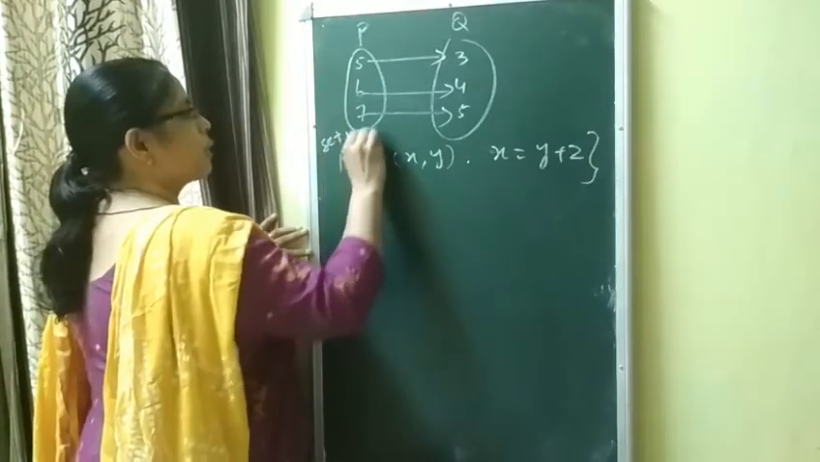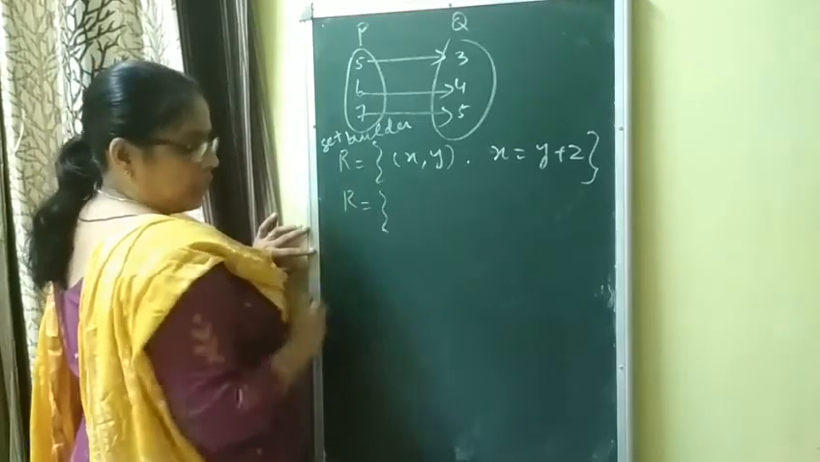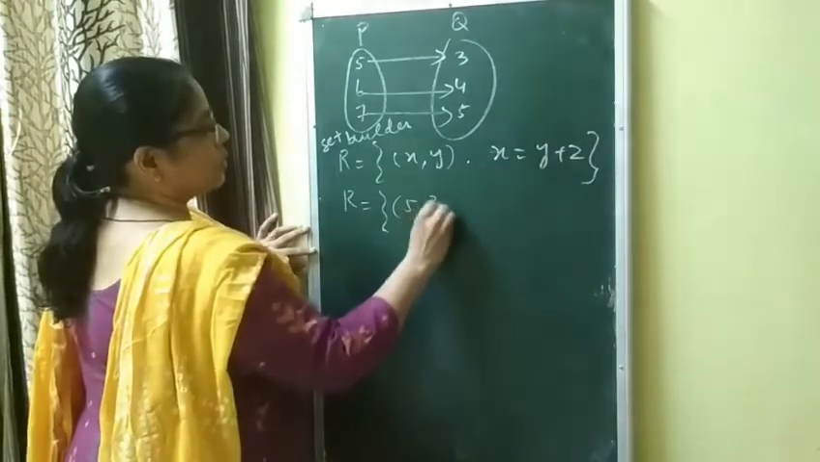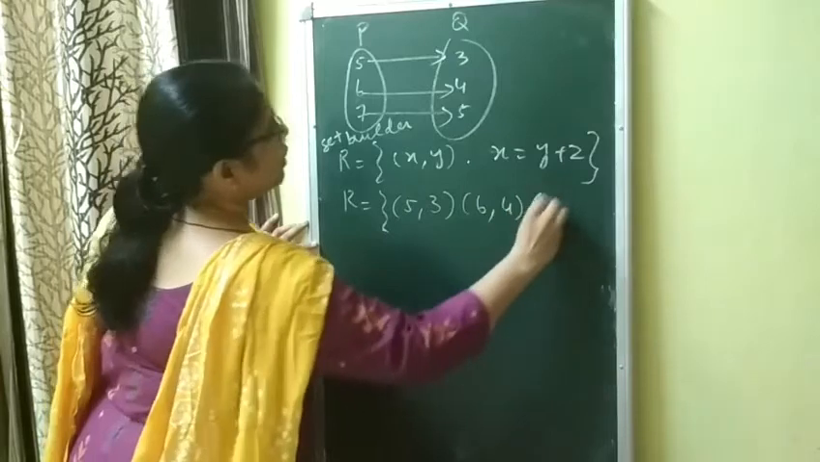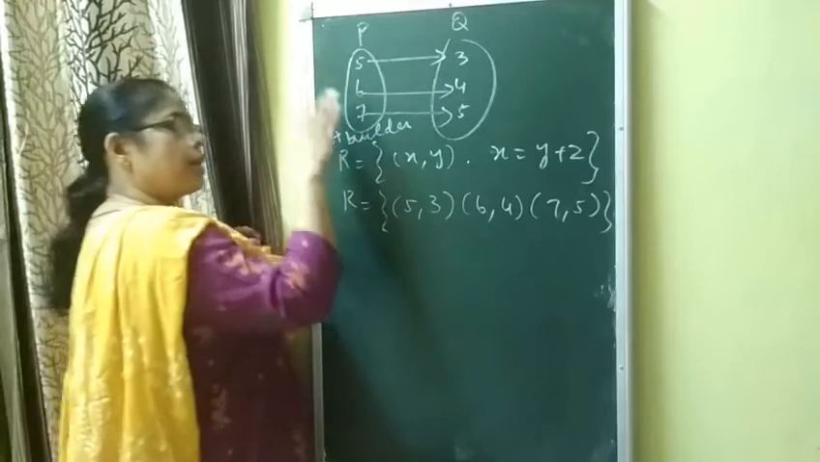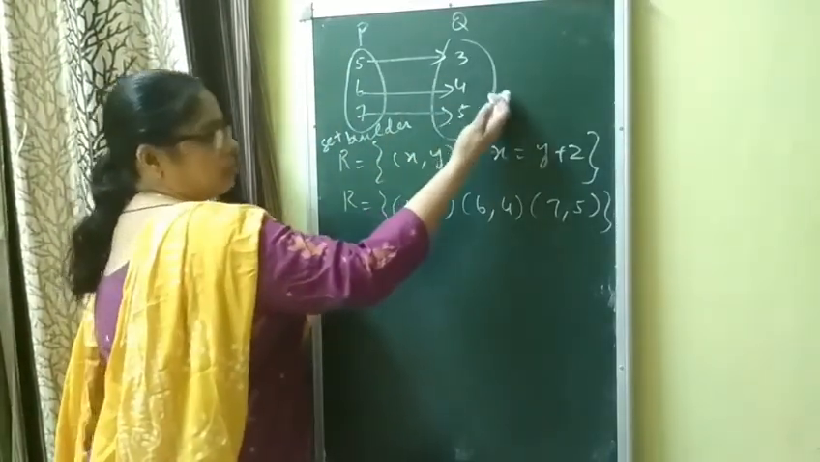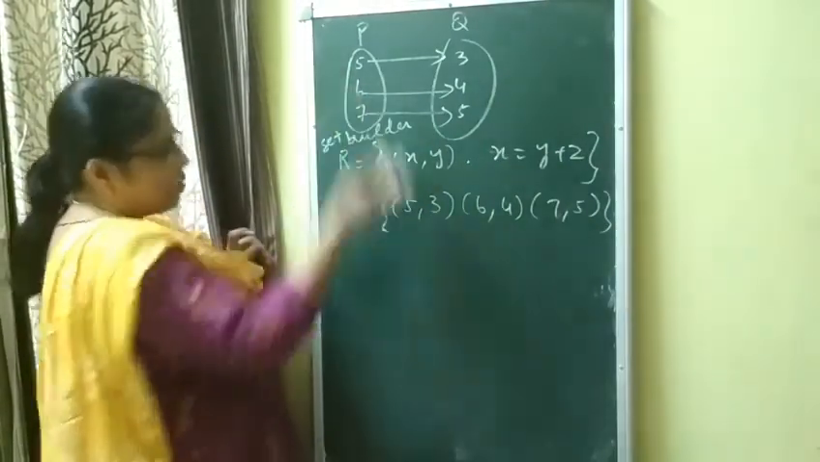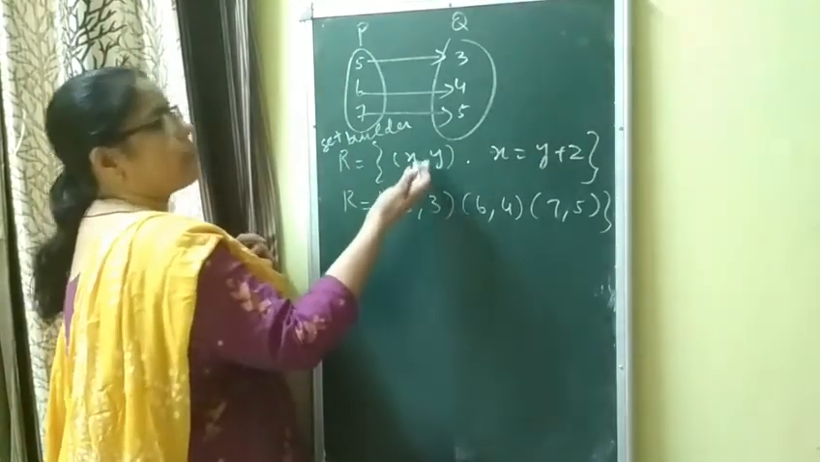Next one is roster form. Roster form means you have to list it directly. How can we write 5, 3? देखिए, second is 6, 4. Third is 7, 5. In the previous question we were given a relation and we showed it in arrow diagram form. Here we are given an arrow diagram, and we are converting it into a relation in set builder form as well as roster form.